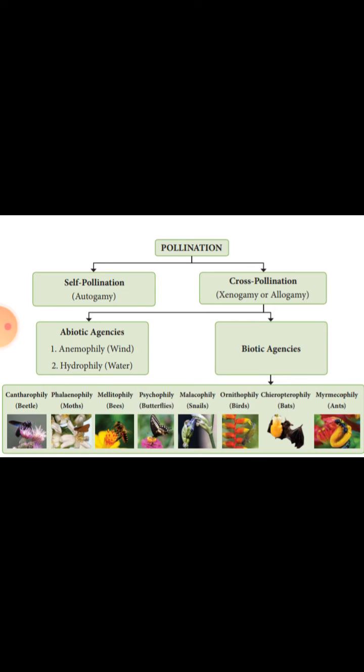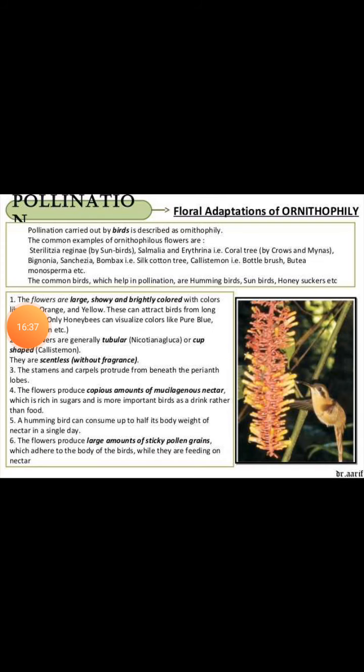The study of animals is called zoology. Let's discuss one by one. The first one is pollination done by birds. Some common plants are pollinated by birds, for example Erythrina, Bombax, Bignonia, Strelitzia, and there are hummingbirds, sunbirds and honeyeaters. Many birds visit the plants and bring about pollination. This is called ornithophily.